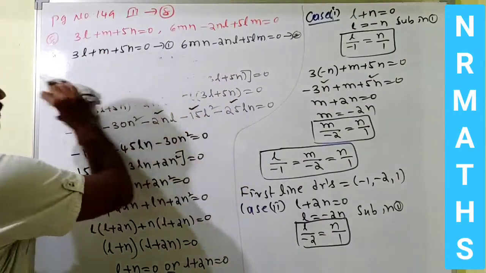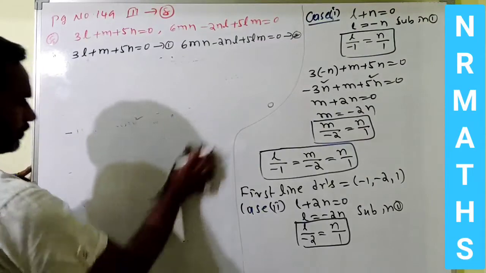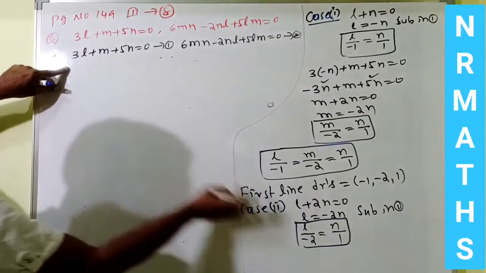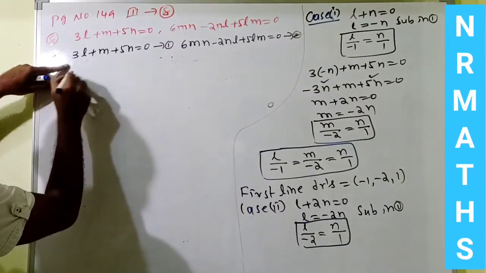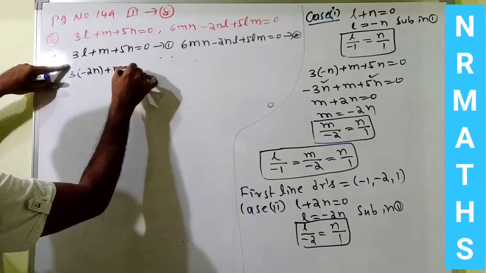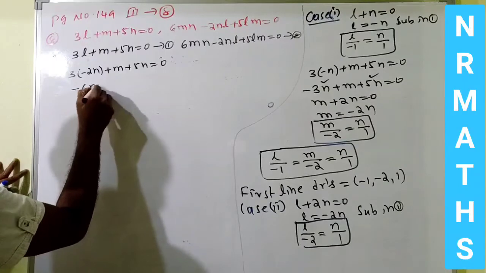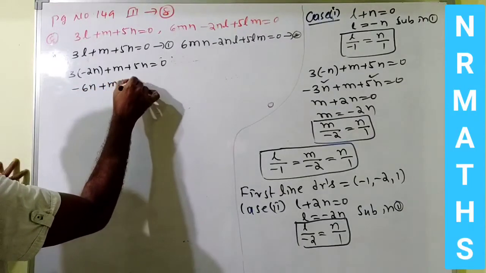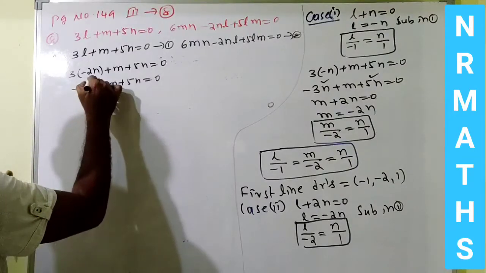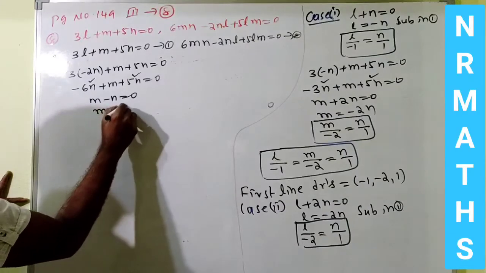And look at this here. Look here, L is equal to minus 2N. Now 3 of L answer is the minus 2N plus M plus 5N is equal to 0. Now 3 into minus 2, 6N plus M plus 5N is equal to 0. Now it is the M minus 6N plus 5N answer is minus N is equal to 0. It is answer is M is equal to N.